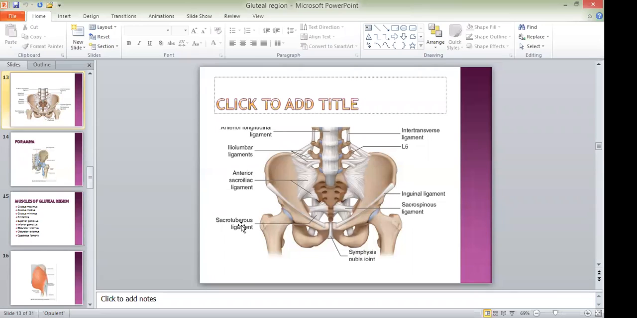This is the sacrotubercular ligament. Sacrotubercular, from the name you can understand it. It arises from the sacrum and is inserted into the pubic tuberosity. Clear?